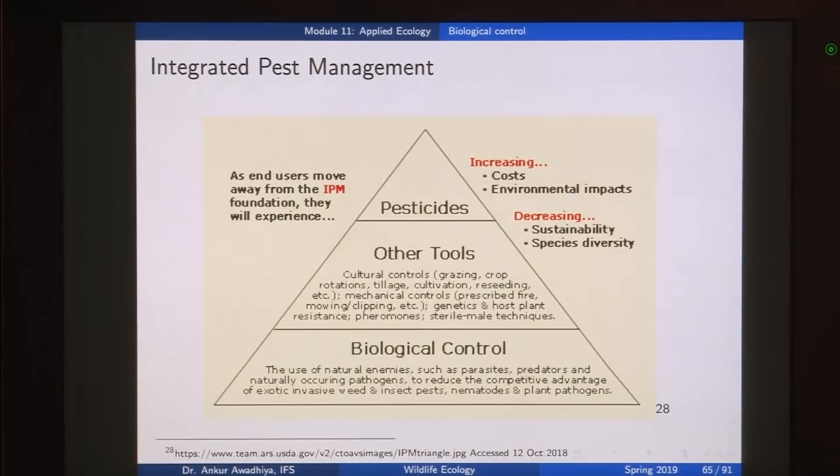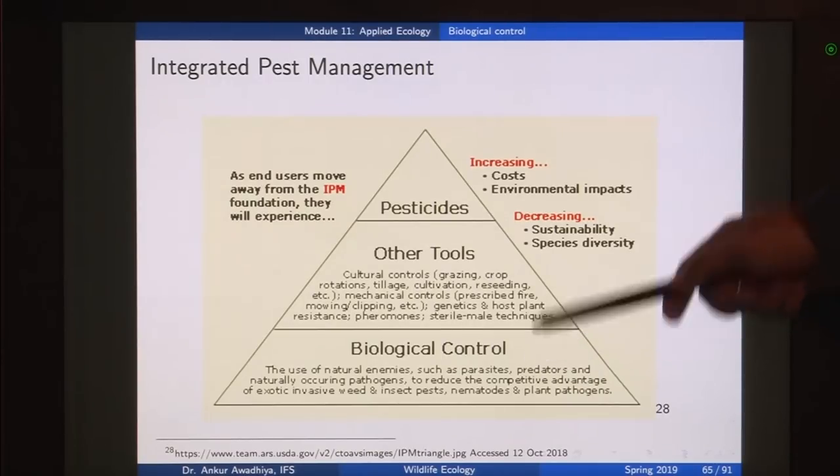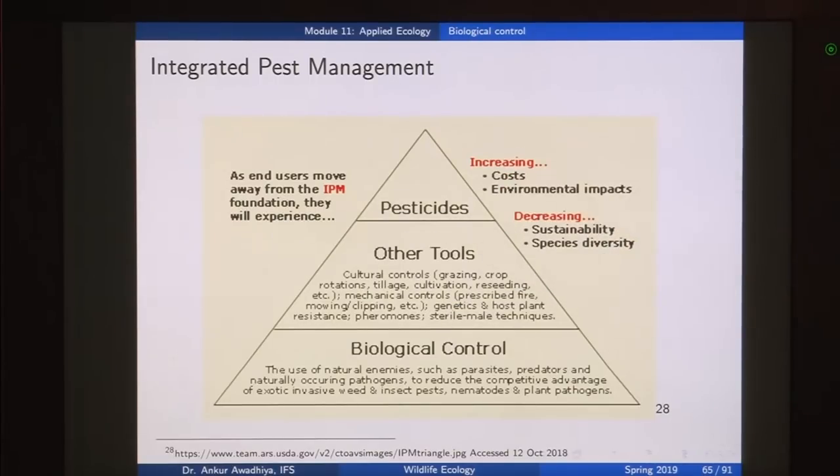Now biological control is probably one of the cheapest options, because you bring these predators, the predators prey on the pest, the pest population goes down, and at the same time the predator population increases, and the more predators you have, the more pest that is getting killed. So this is one of the cheapest options that you have, but then you need to integrate it with the other options.